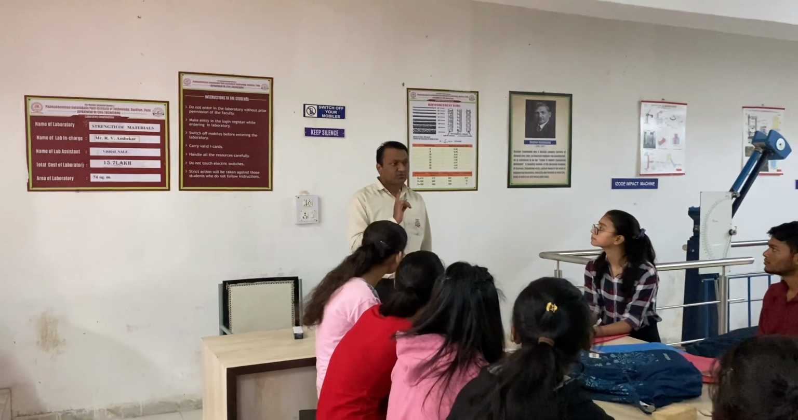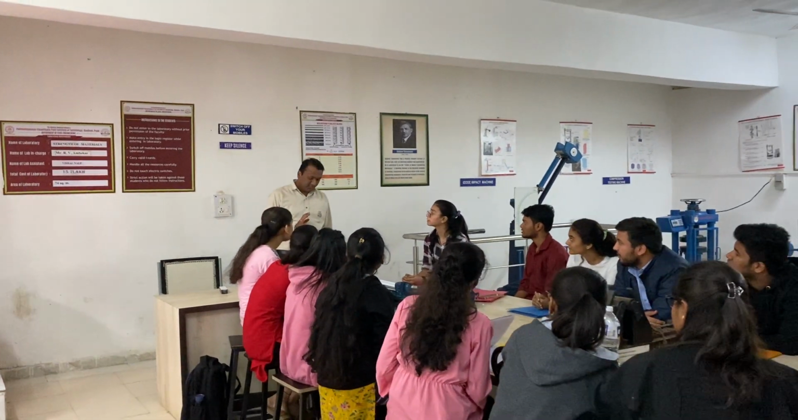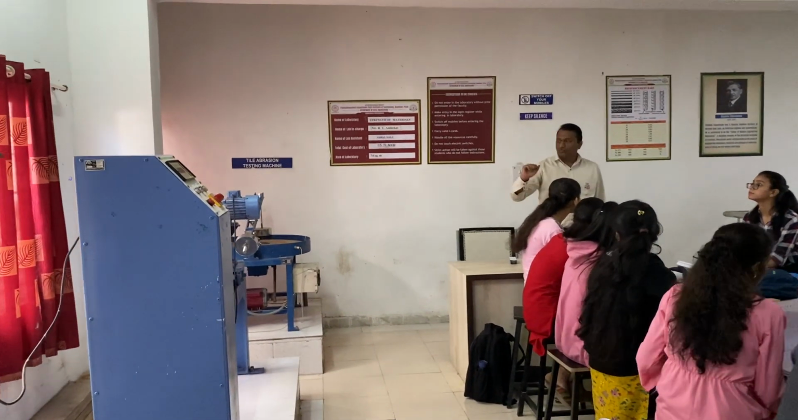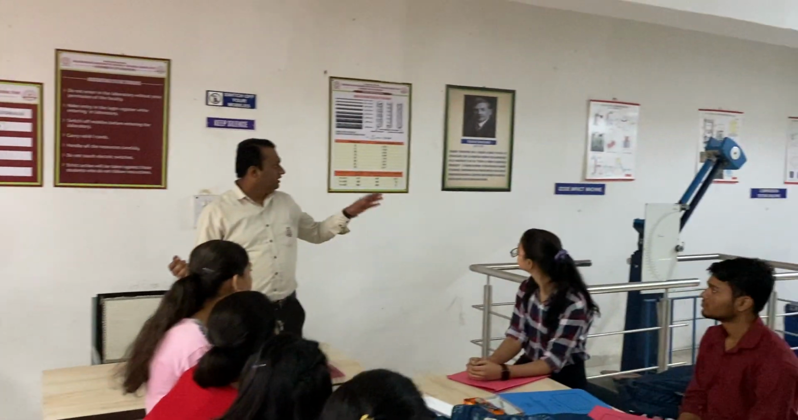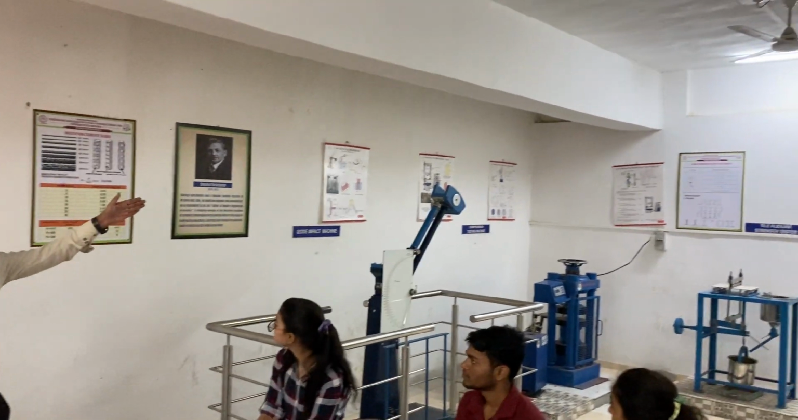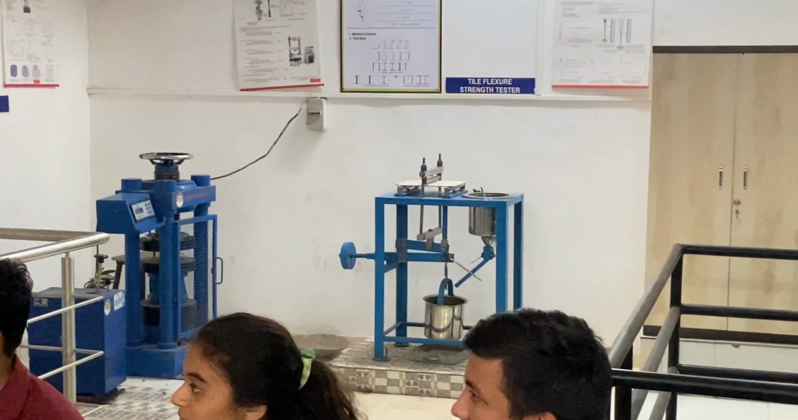So the first one is the tensile test on mild steel, and the next one is the torsion test. This is what we are going to perform. Next one is the tile abrasion test. Next one is the impact test, that is called the isothermy test. Next one is the compression test. Next one is the tensile test. Okay. So these are the experiments.